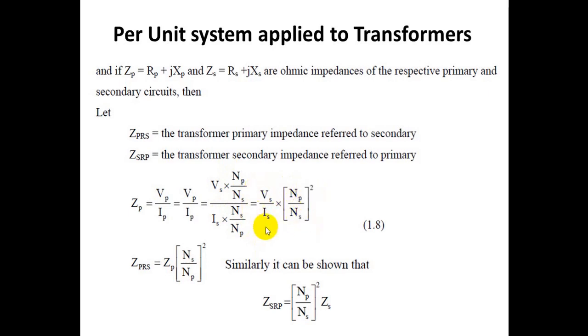So Vs over Is is equal to Zs, and now it will be equal to the primary impedance referred to secondary. If we rearrange these terms, we get the primary impedance referred to secondary equal to Zp times, we just have to invert this combination when we take it to the other side of the equation, and this is the equation for the primary impedance referred to secondary. Similarly, in the same pattern we can show that the secondary impedance referred to primary is equal to (Np over Ns) whole square times Zs.